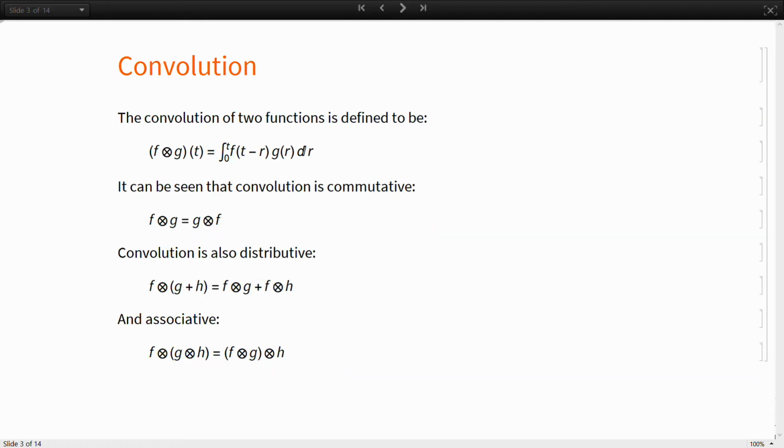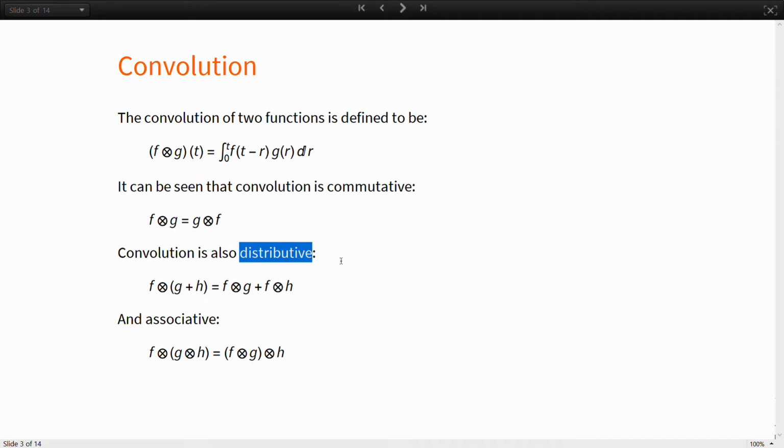The convolution of two arbitrary functions f of t and g of t is defined by the integral here, where the f function takes on the new argument of t minus r, the g function takes on the argument of r, while the integral runs from 0 to t. The convolution operation shares some common properties with other more familiar mathematical operations like addition and multiplication. Interestingly, the convolution operation is commutative. This means that when calculating the convolution of two functions f and g, it doesn't matter which function takes the argument of t minus r and which function takes the argument of r.